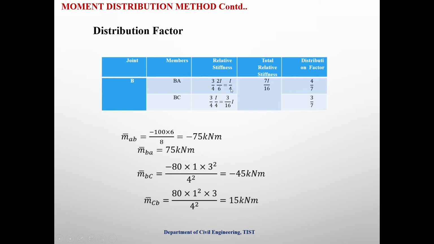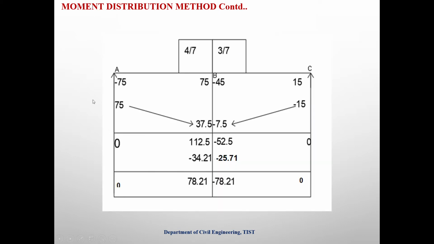That means I by 4 divided by 7 by 16I. That is 4 by 7. Then relative stiffness divided by total relative stiffness in the case of BC is 3 by 7. After getting this fixed end moment and the distribution factor, all these values should be entered in the moment distribution table. So fixed end moment and distribution factor.